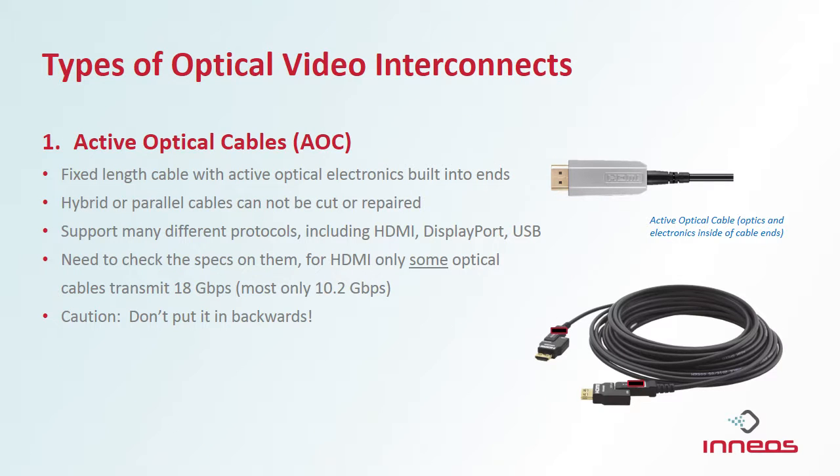So let's look at the different types of optical video interconnects. The first, and like I said, probably most common, is the active optical cable. This is a fixed length cable with the active optoelectronics built into the end. So they plug generally right into your system, just like a copper cable, and may or may not require power.